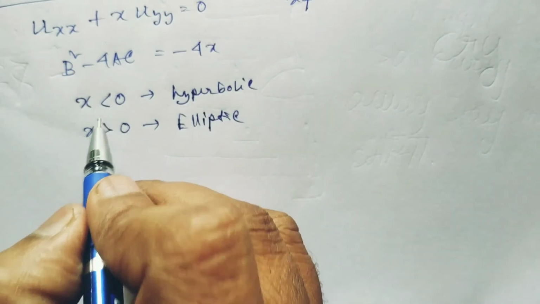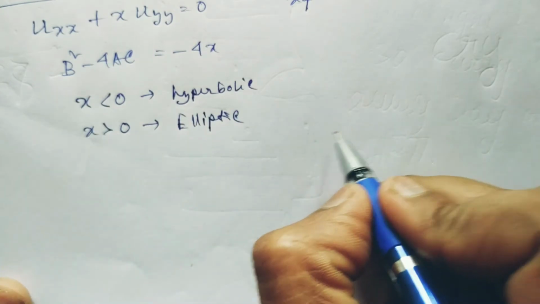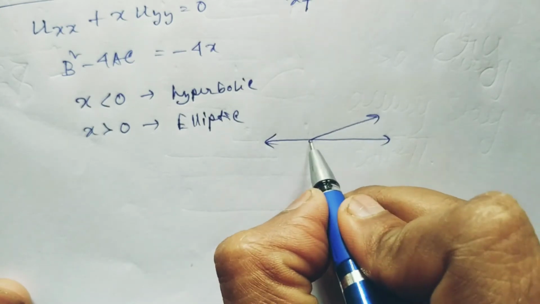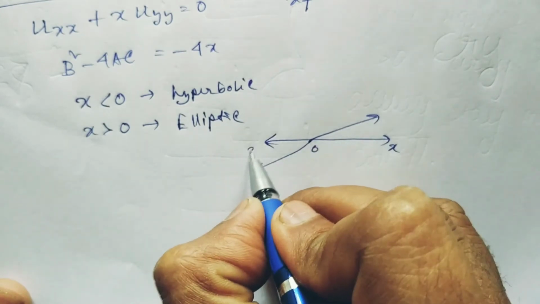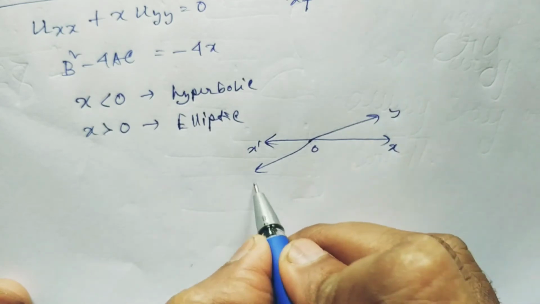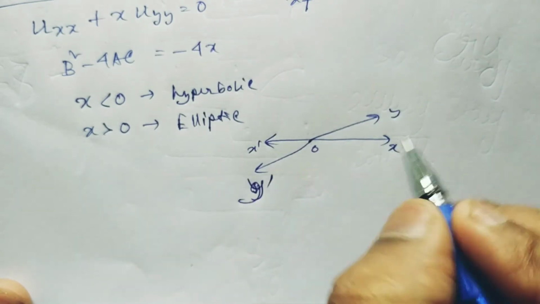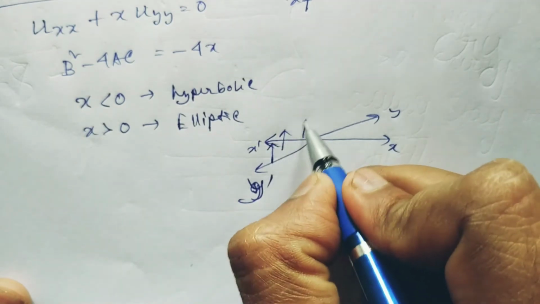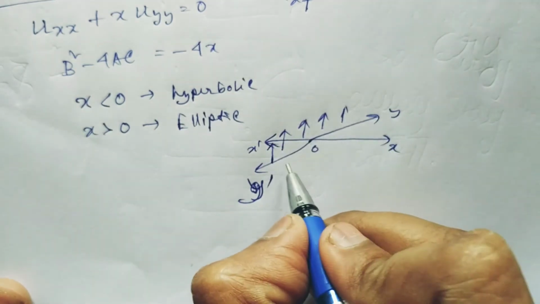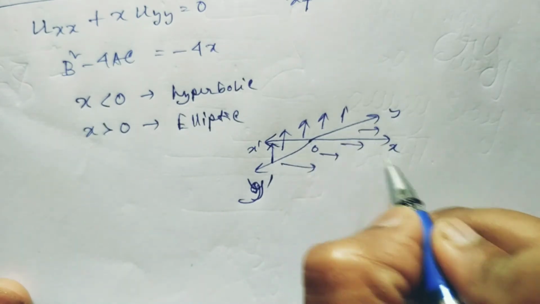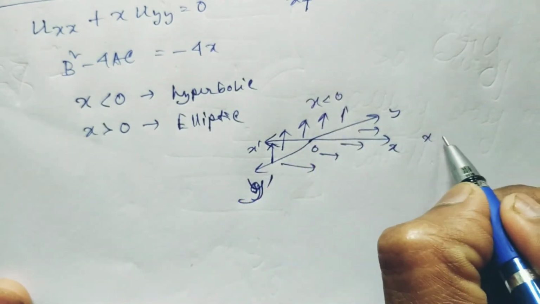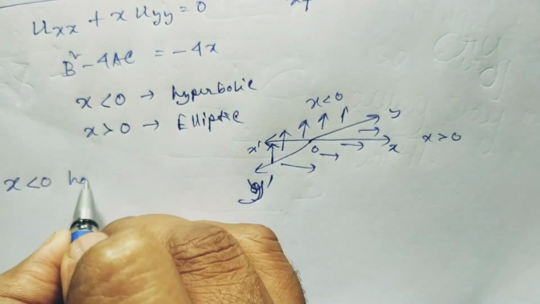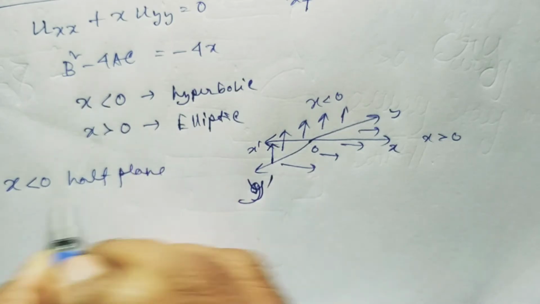Now x less than 0, that is one half plane, right? Whenever you are taking this is x'ox and y'oy, then x less than 0 is this half of the plane, and this half of the plane is x greater than 0. So first we will choose for x less than 0 half plane. Case 1.